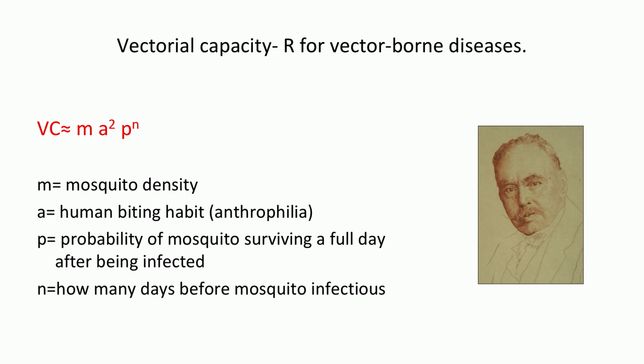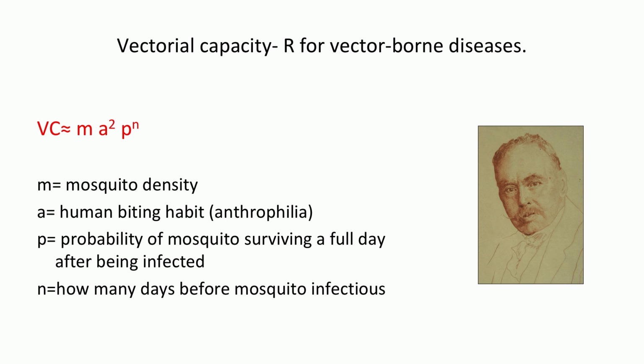The vectorial capacity, which is equivalent to R if you're a vector-borne disease, where R is one person gives it to one person and so on, is proportional to M, which is the density of mosquitoes. Simple. Twice as many mosquitoes, twice as much malaria. That's not particularly tricky. So if you can halve the number of mosquitoes, you'll halve the amount of malaria, or at least the transmission of malaria. The next one, slightly more complicated, person biting habit, anthropophily.